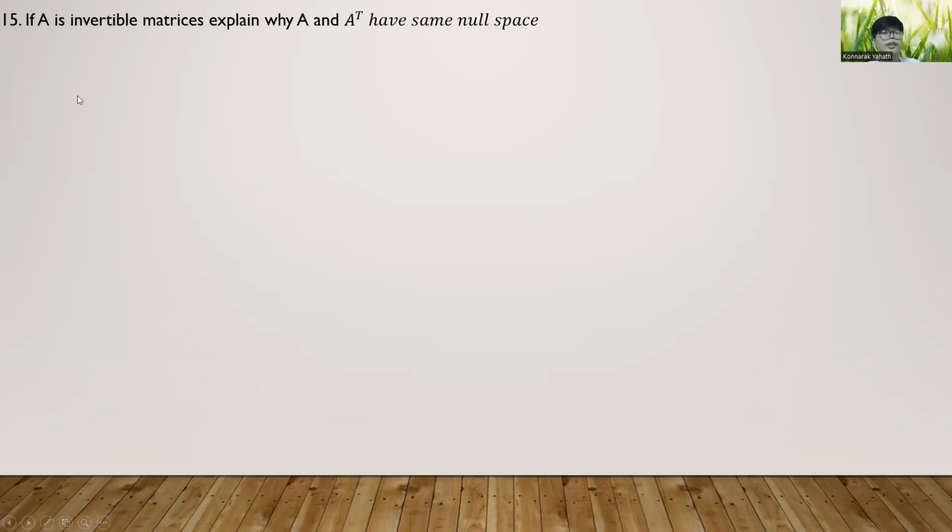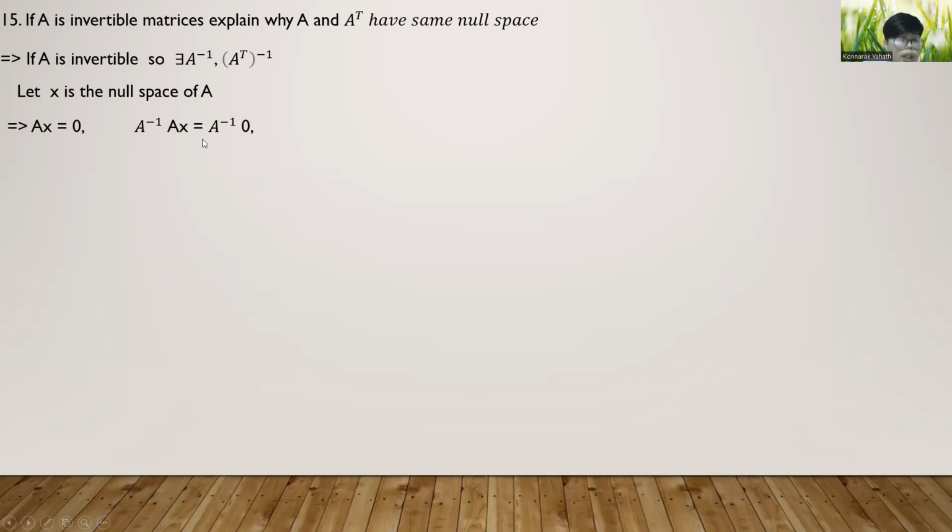Problem 15. If A is an invertible matrix, explain why A and A transpose have the same row space. When A is an invertible matrix, it means that both the inverse of A and the inverse of the transpose of A must exist. So let X be in the null space of A, so A times X must be equal to 0. By doing left multiplication by the inverse of A on both sides, we get X equal to 0. So if A is invertible, the null space of A is equal to 0.